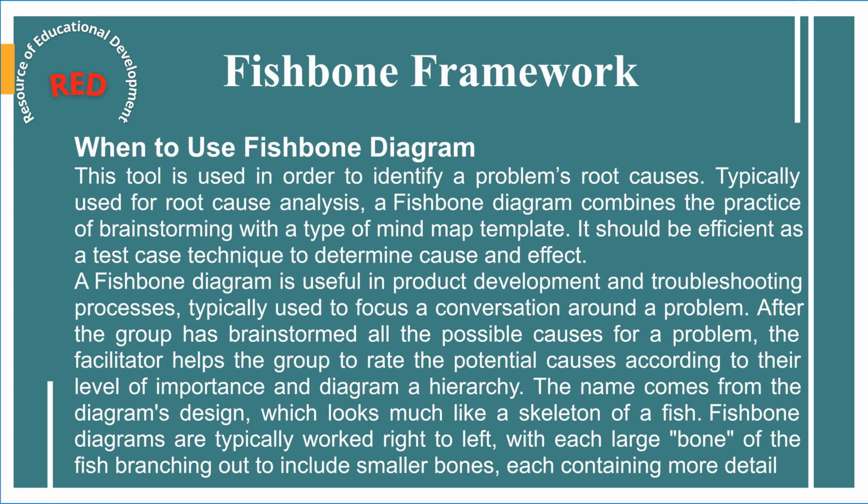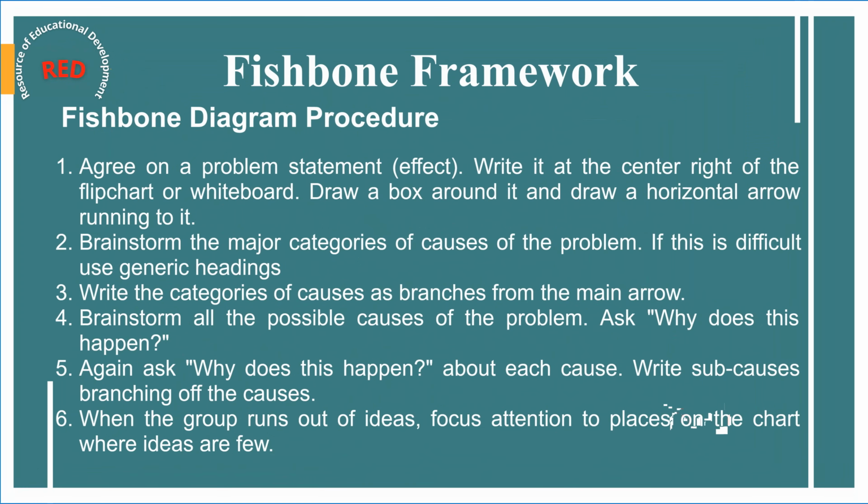Fishbone diagrams are typically worked right to left, with each large bone of the fish branching out to include smaller bones, each containing more detail. The following procedure can be followed for a fishbone diagram. Point 1. Agree on a problem statement, the effect. Write it at the center right of the flip chart or whiteboard. Draw a box around it and draw a horizontal arrow running to it.